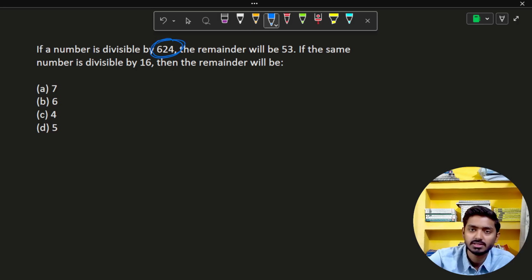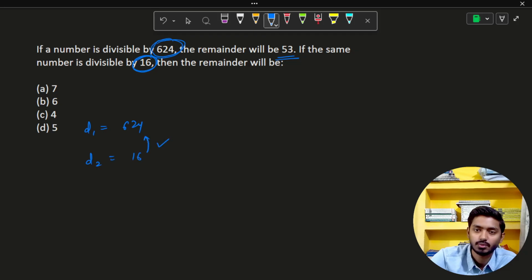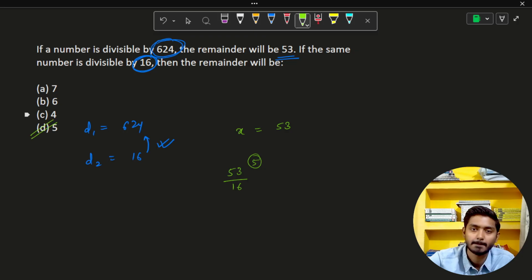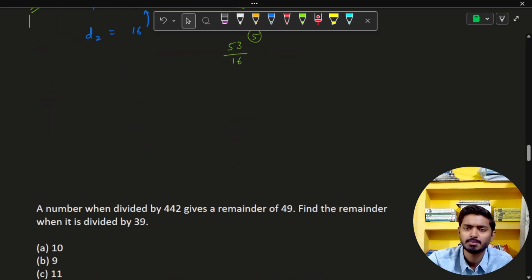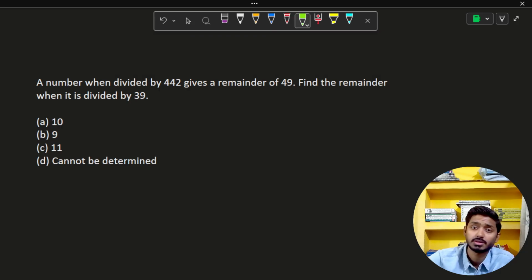We are given two divisors and this one is the remainder. If divisor 1 is a multiple of divisor 2, which it is, we'll assume the number to be the remainder itself. We are supposed to divide the number by 16, that is 48, and the remainder over here as well would be 5. Very simple questions, but tricky if you don't know the concept.